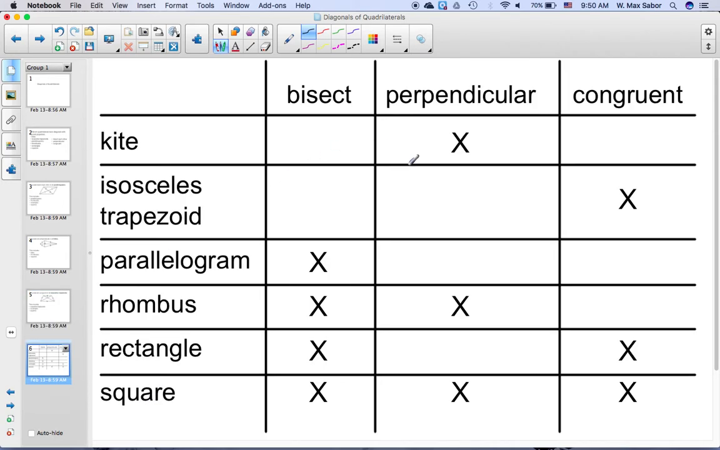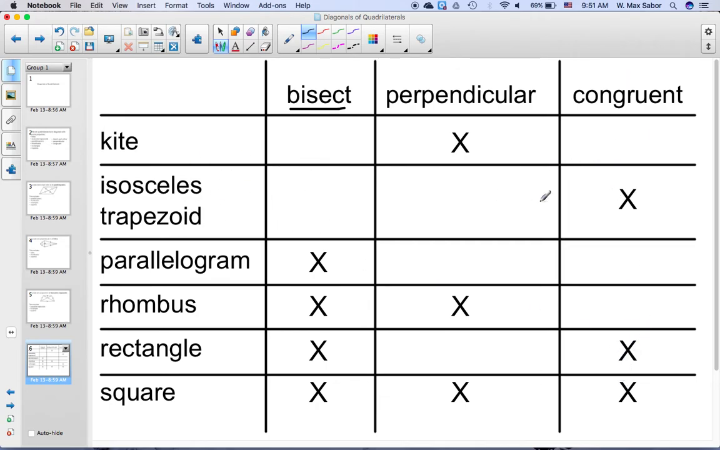The summary is here. A kite has perpendicular diagonals, an isosceles trapezoid has congruent diagonals. All of these are types of parallelograms. Rhombuses, rectangles, and squares are all types of parallelograms, so they all have diagonals that bisect each other. Rhombuses and squares are both types of kites, so their diagonals are also perpendicular. And rectangles and squares are both types of isosceles trapezoids, so their diagonals are also congruent.